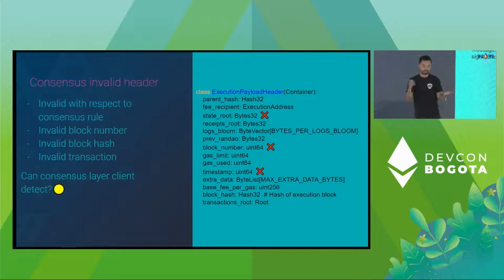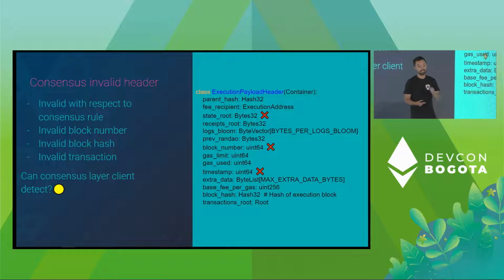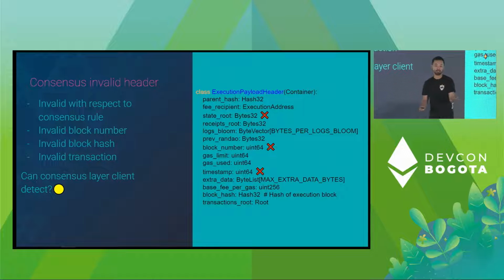So this is fine. Another type of fault is the consensus invalid header. That just means that the block hash is invalid or the transaction is invalid. But for this, we unfortunately cannot validate, because we cannot see the full transactions. We cannot calculate the block hash ourselves. So that's something that we just have to trust blindly. That's unfortunate, but it is what it is.